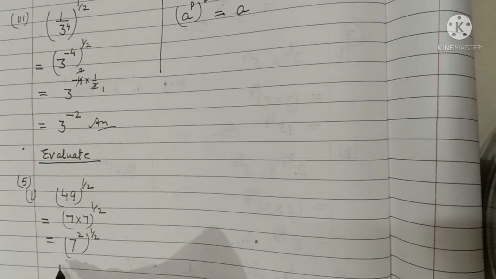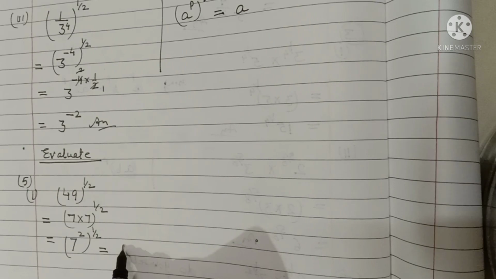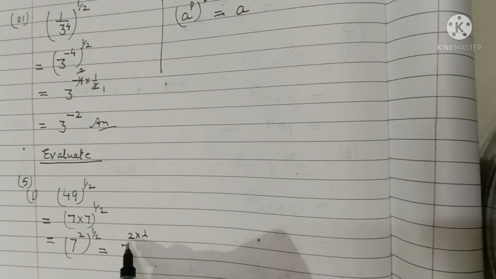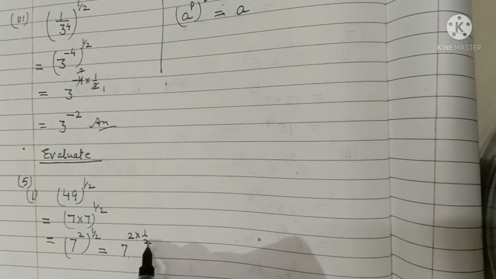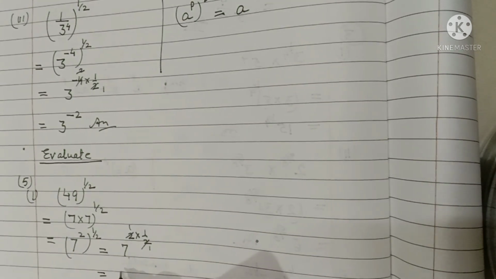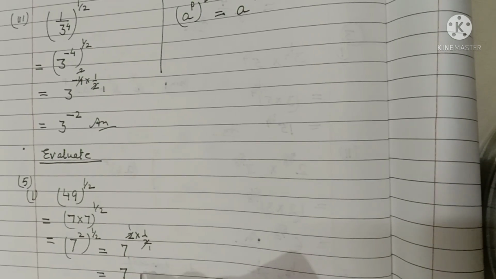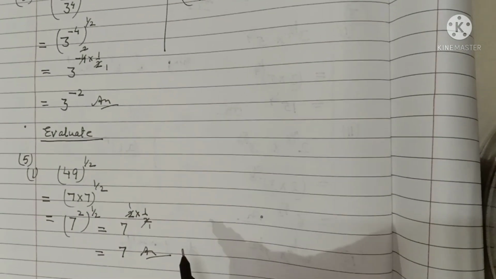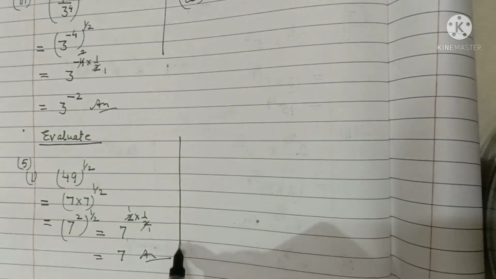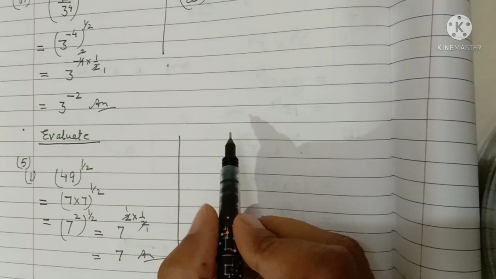So you can write it like this: 7 to the power of 2 into 1 upon 2. 2 1s are 2, 2 1s are 2, you will get 7. This is the answer. Now the next part, the second part: 125.